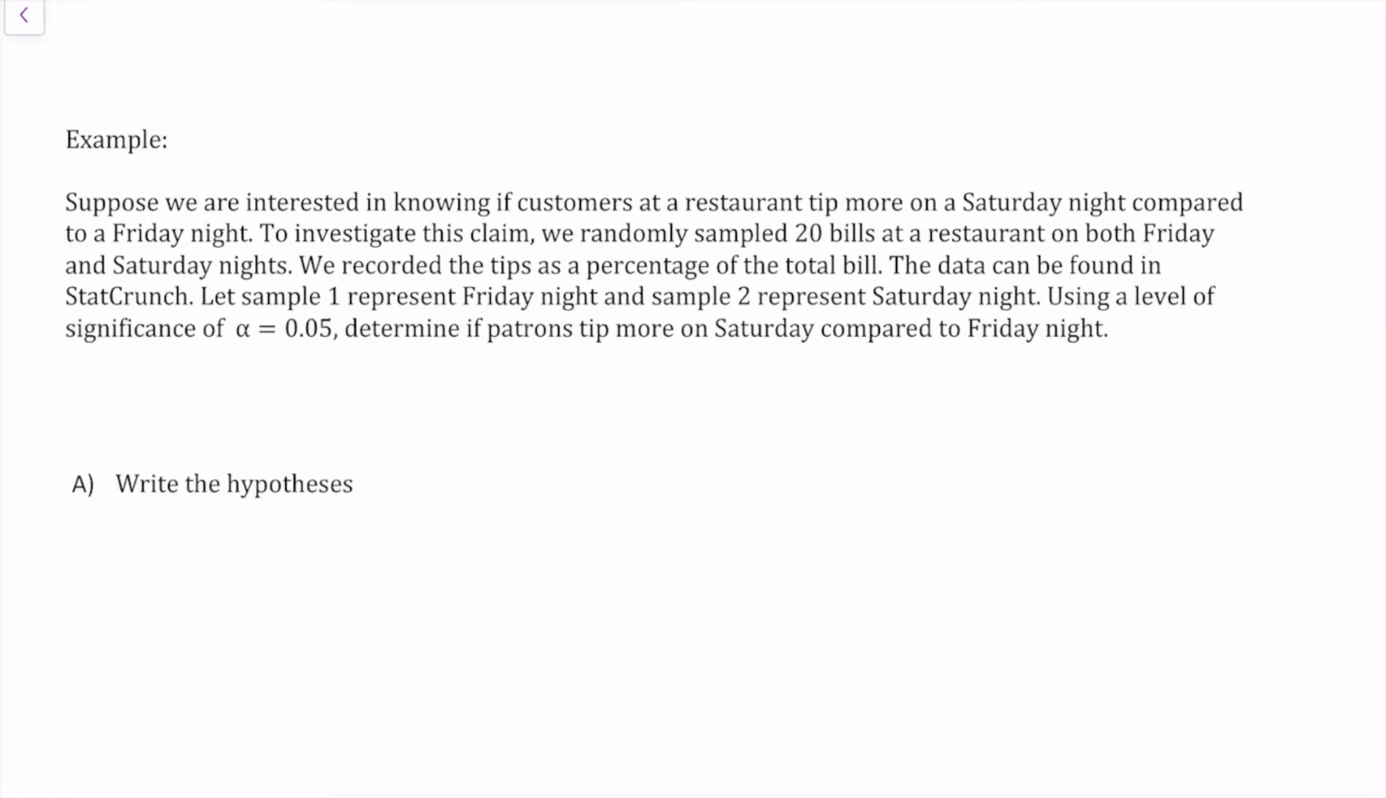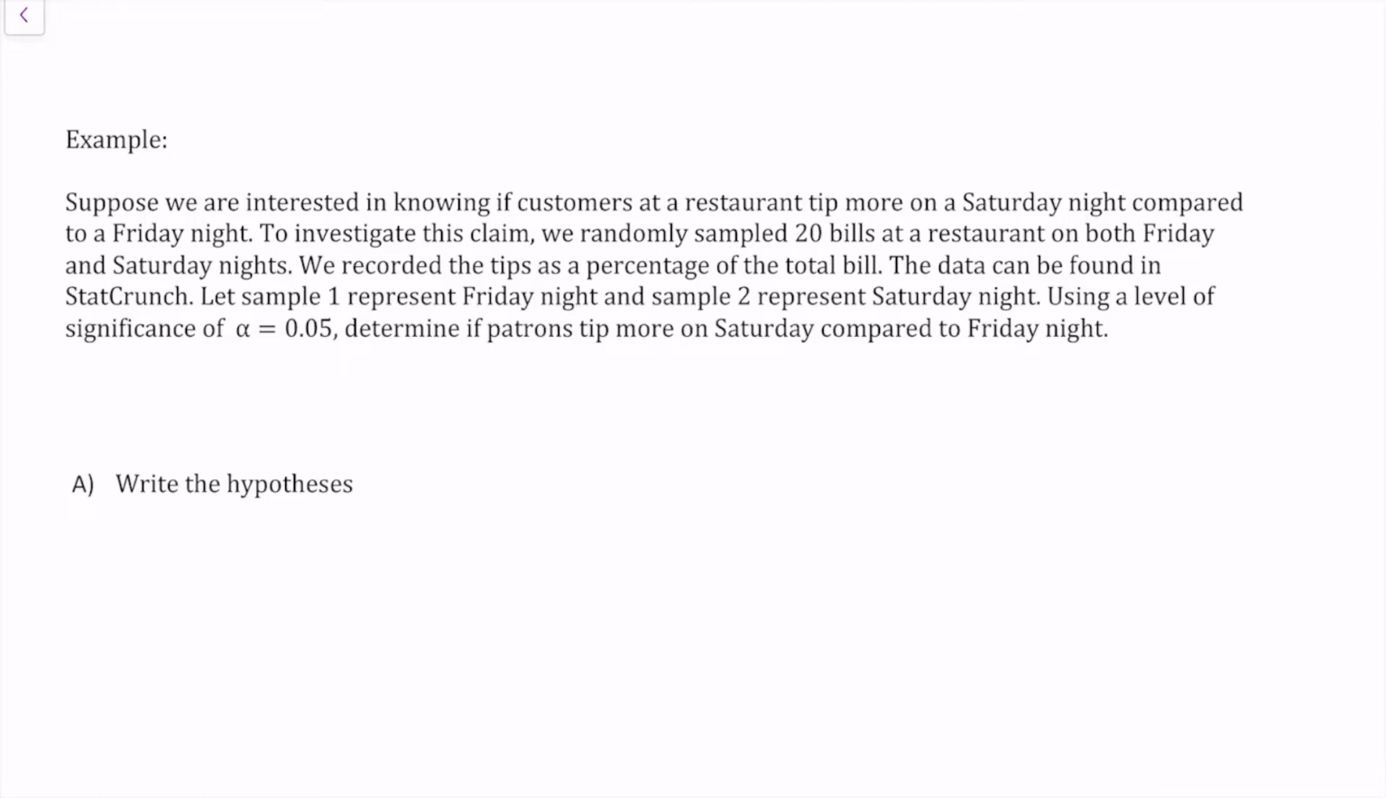All right, so suppose we are interested in knowing if customers at a restaurant tip more on a Saturday night compared to a Friday night. To investigate this claim, we randomly sampled 20 bills at a restaurant on both Friday and Saturday nights. We recorded the tips as a percentage of the total bill. The data can be found in StatCrunch. We're going to let sample 1 represent Friday night, sample 2 represent Saturday night. Using a level of significance of alpha 0.05, determine if patrons tip more on a Saturday night compared to a Friday night.